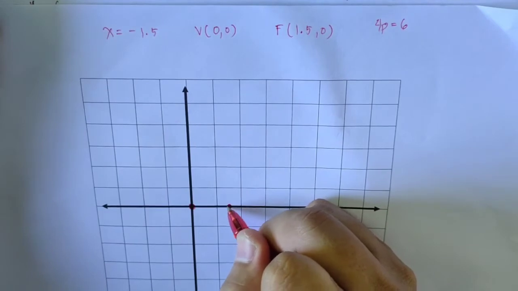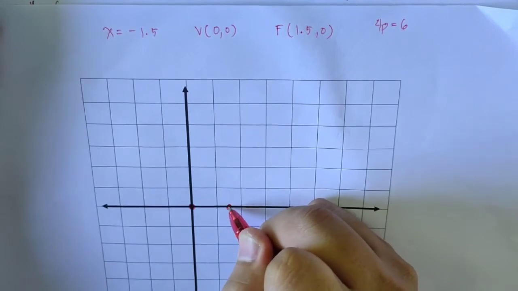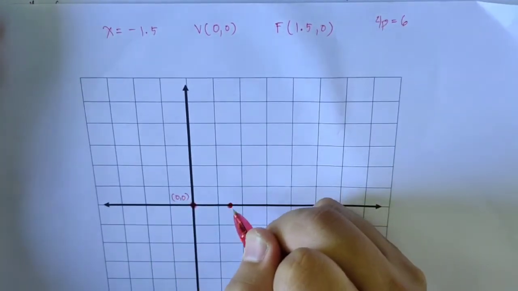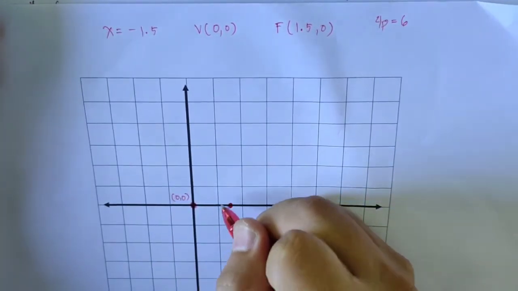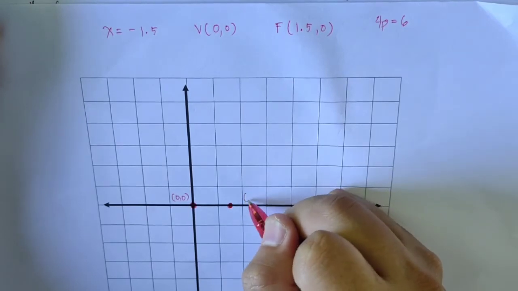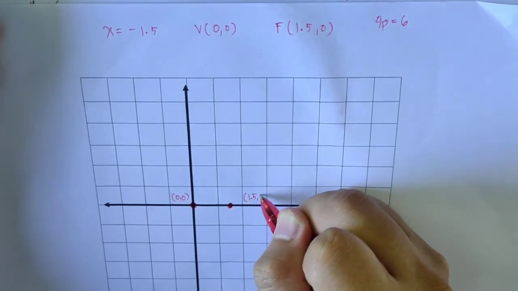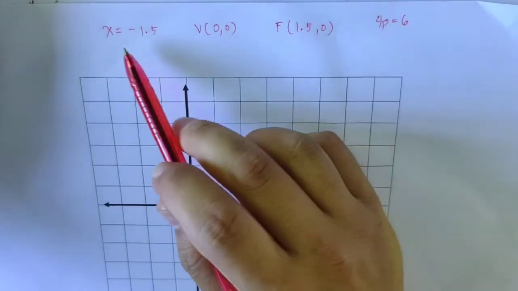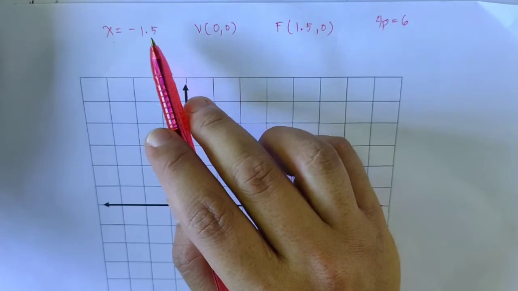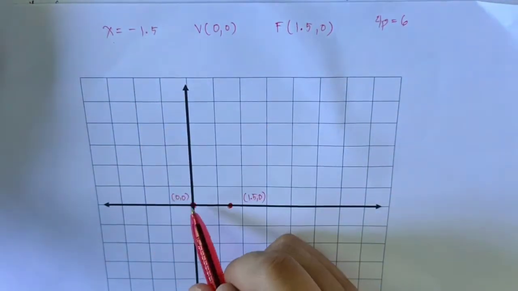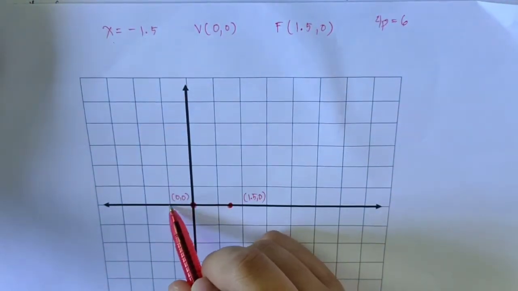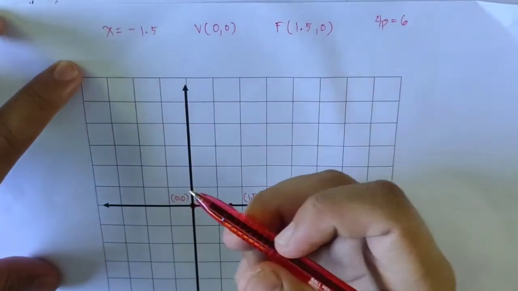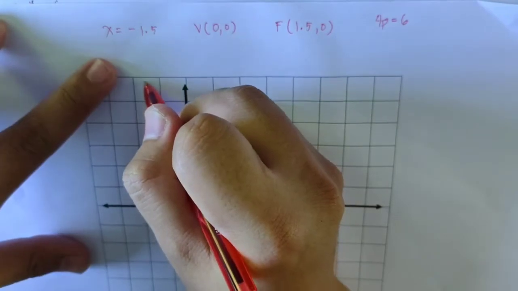Ito yung focus natin. Lagyan natin to (0, 0). Ito naman ay (1.5, 0). Next, saan ba yung directrix natin? X is equal to negative 1.5. So from the origin, negative 1, negative 2. So sa gitna yung 1.5. Wala akong ruler, so ilalagay ko lang ng line sa gitna.